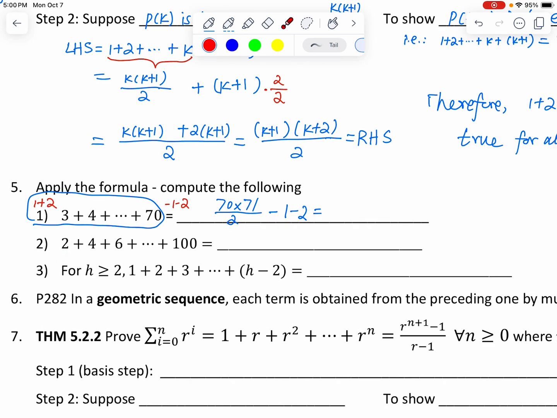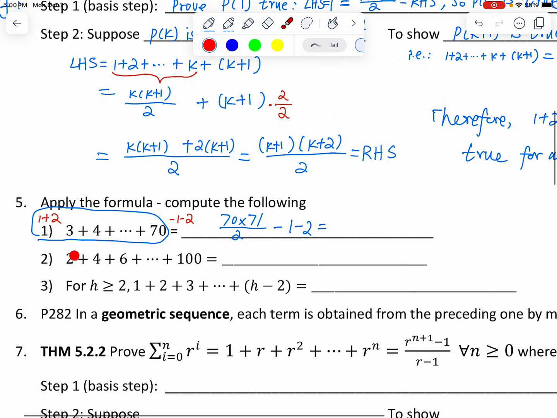Now for the second one, you have this. We cannot apply the formula directly. The formula is for consecutive integers, and they start with 1, right? So we have a lot of numbers missing. However, you recognize these are all even numbers. So one way that you can do is factor out 2, and you're left with 1 plus 2 plus 3 plus, and the last one will be 50.